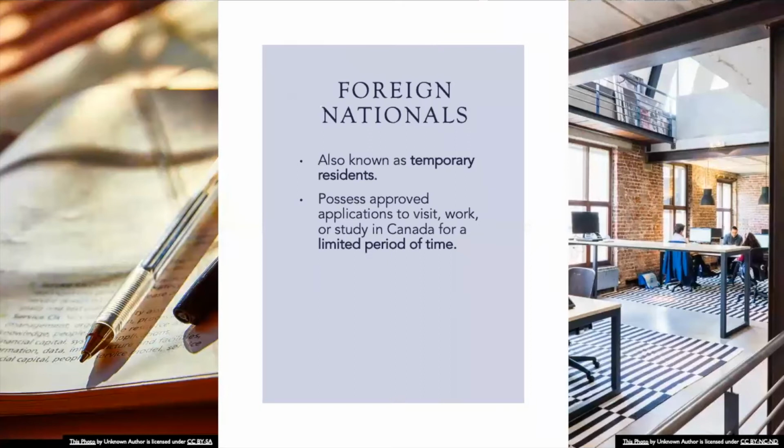So who are foreign nationals? As I mentioned before, foreign nationals are individuals who are also known as temporary residents. These can be anybody from international students to temporary foreign workers. What defines a foreign national is that the individual possesses an approved application to either work, study, or live in Canada for a limited period of time. The big difference here is that at the end of their visa, a foreign national is expected to return to their country.